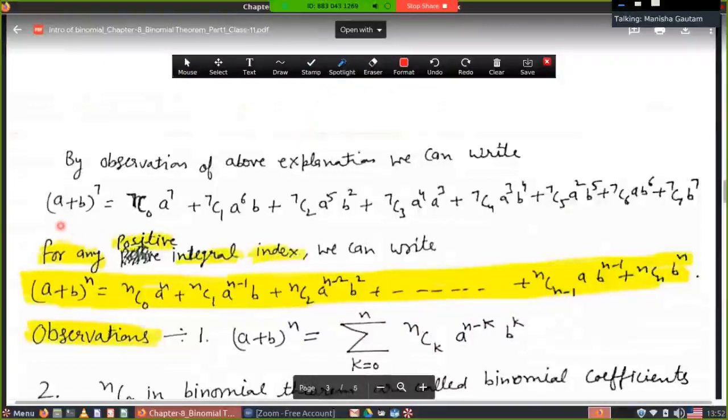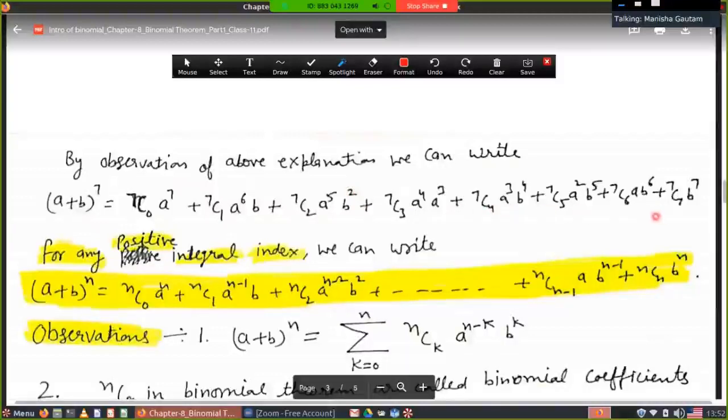Yes. (a + b)^7 is equal to 7C0 a^7. The power of a will be in decreasing order, and the power of b will be in increasing order from 0 up to what? 7. How much is the maximum? That is 7, given to you. 7C1 a^6 b plus 7C2 a^5 b^2, and so on.